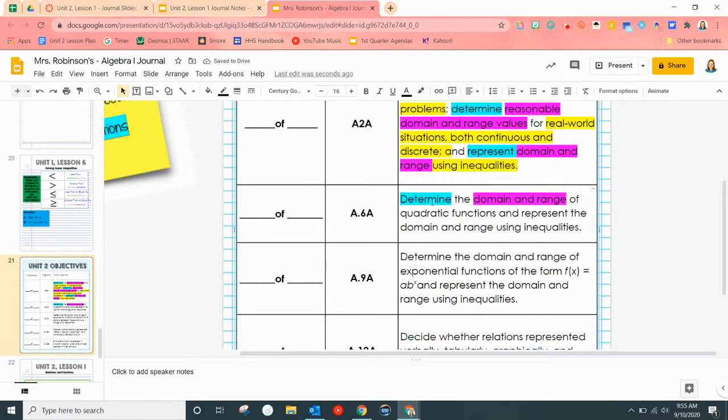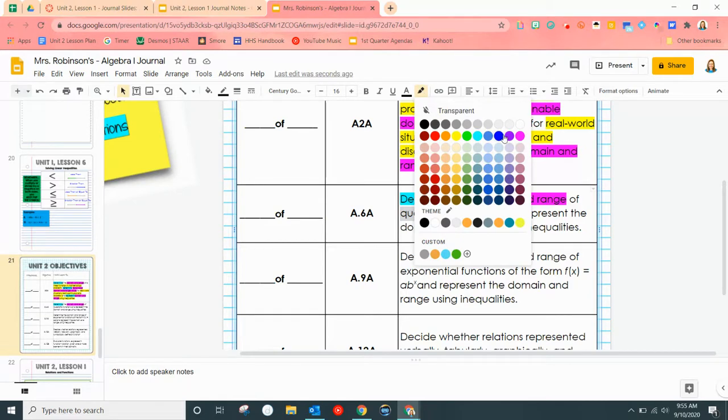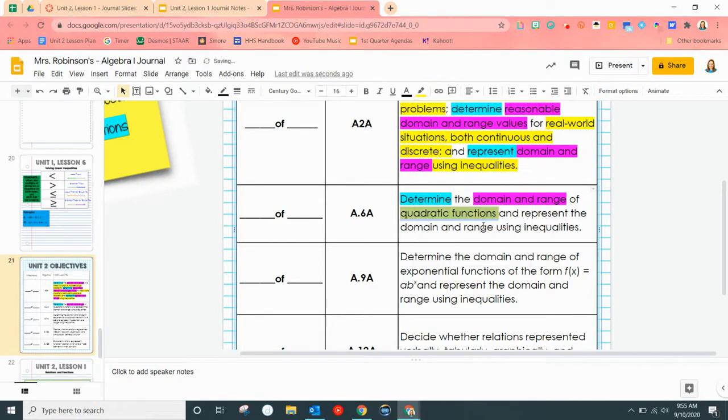And what are the descriptions? So I'm determining domain and range. What's describing my domain and range? Well, it's going to be quadratic functions. Okay, so my descriptions I did in yellow. Oh, look, this is another verb, represent. So that's a verb. I did that in blue.